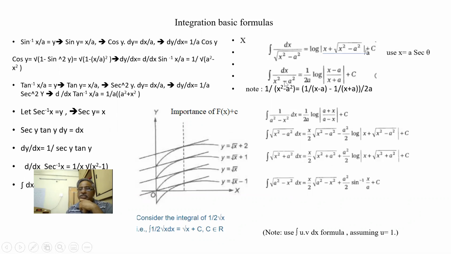Similarly, the integral of dx by x square minus a square is equal to 1 by 2a log of mod of x minus a by x plus a, plus c. Let us understand these two.